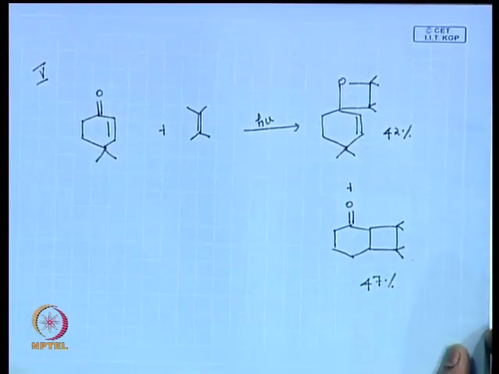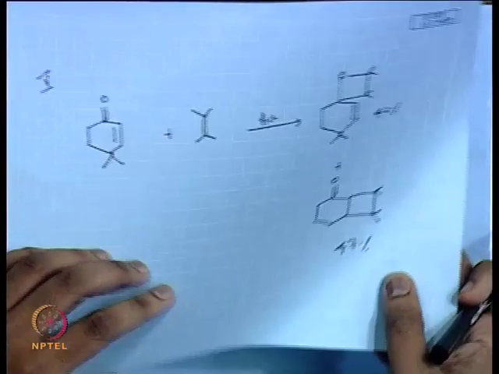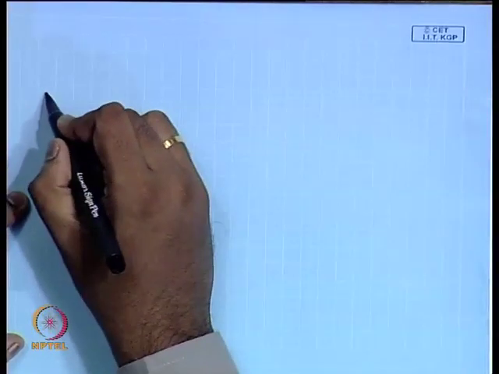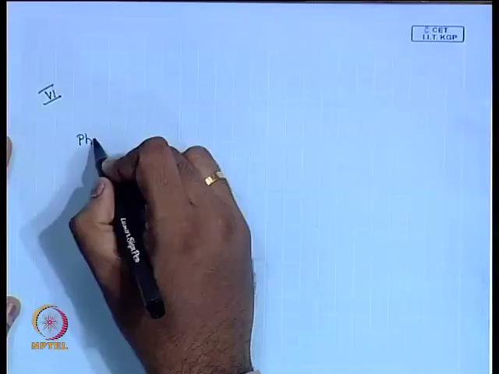These are some nice examples which help you to understand. It is not like just taking a Paterno-Buchi reaction, taking a carbonyl and working on it. Okay. We see another example where you can do a Paterno-Buchi reaction with heterocyclic molecules. Okay. Our benzophenone.